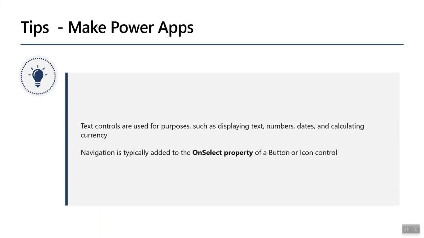And then you can use text controls for all the purposes like displaying text, numbers, dates, and calculating currencies. If you want to move from one screen to another screen, normally you use the OnSelect property. If you choose a button, the button will have an OnSelect property, and within the OnSelect property you will be assigning a formula saying, okay, navigate to this screen or the other screen. So navigation is typically added to the OnSelect property of your button or icon control.